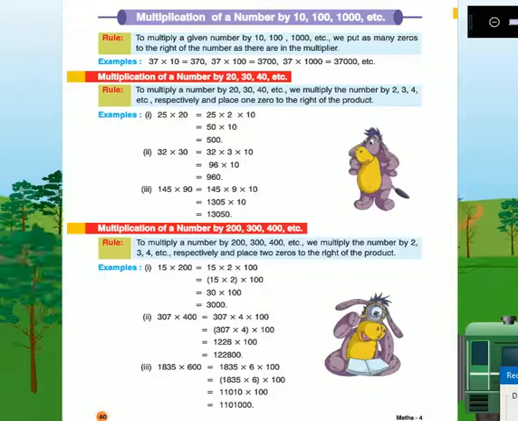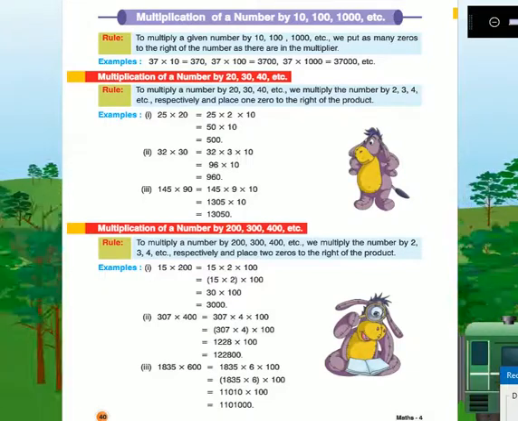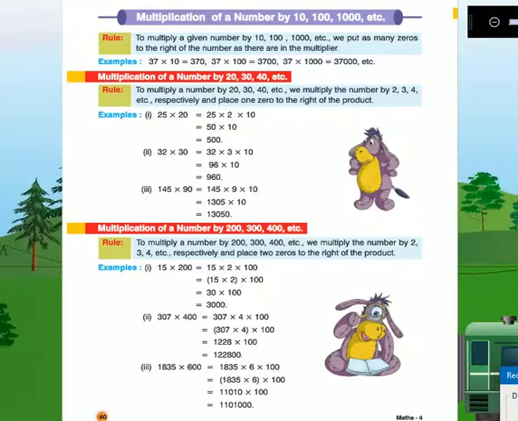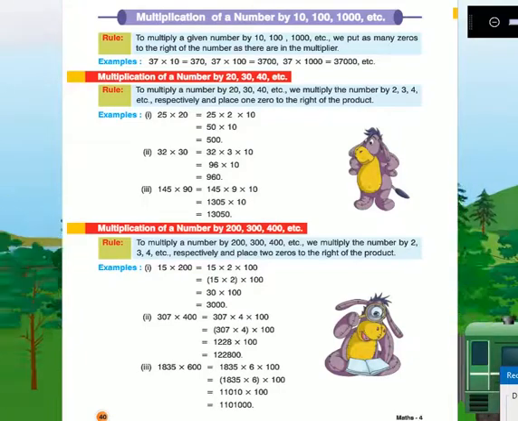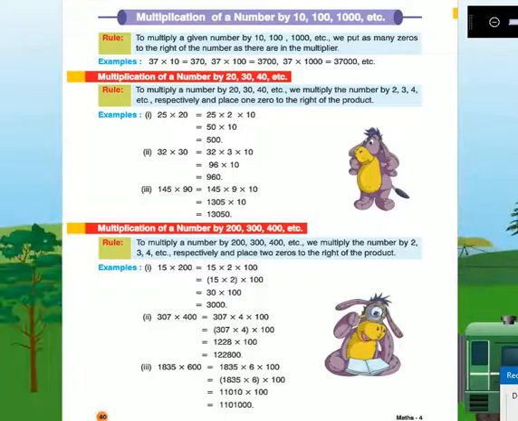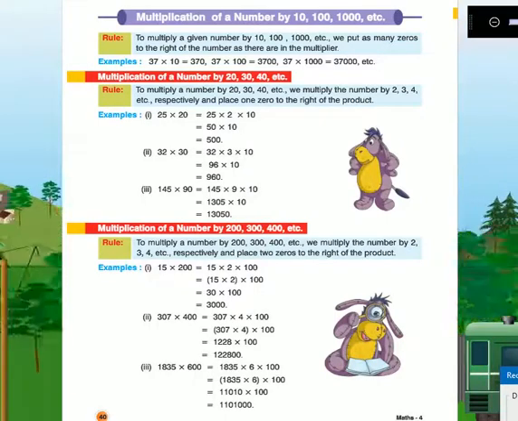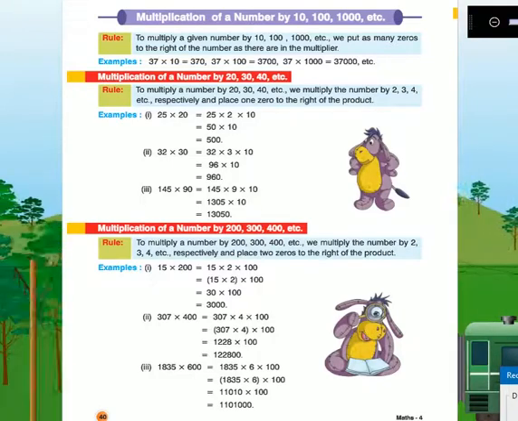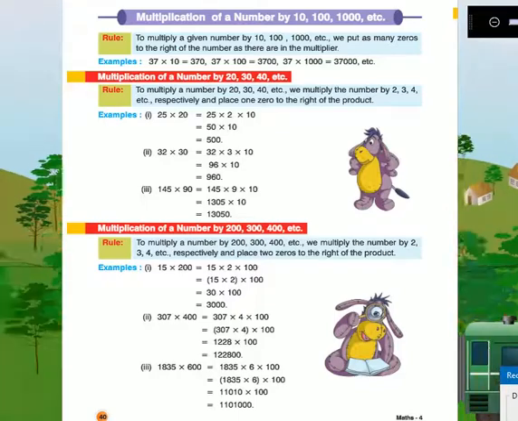Multiplication of a number by 20, 30, 40, etc. Rule: to multiply a number by 20, 30, 40, etc., we multiply the number by 2, 3, 4, etc., respectively and place one zero to the right of the product. Here are the examples for you to follow.